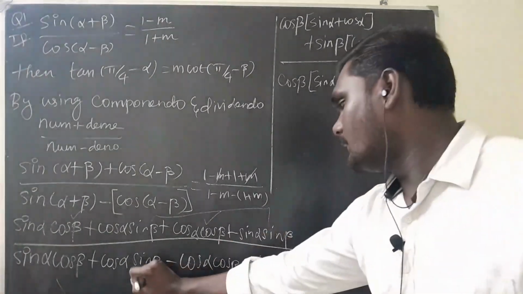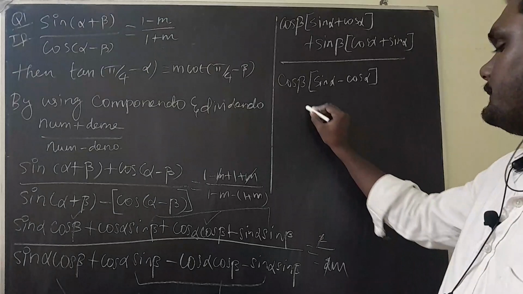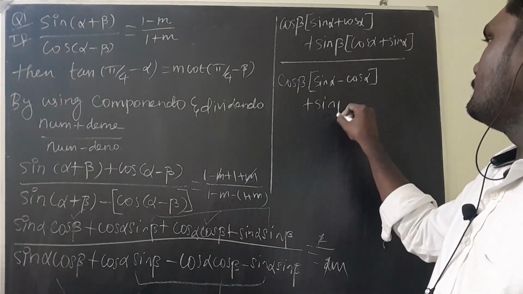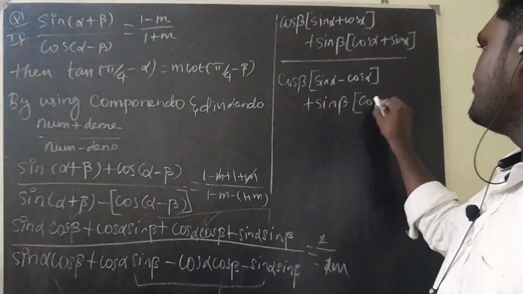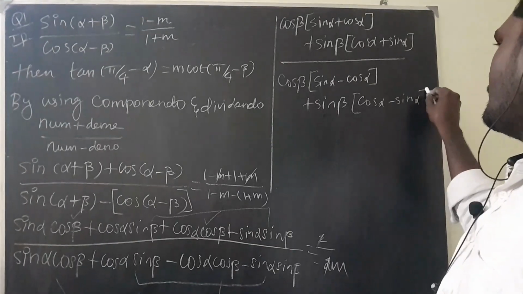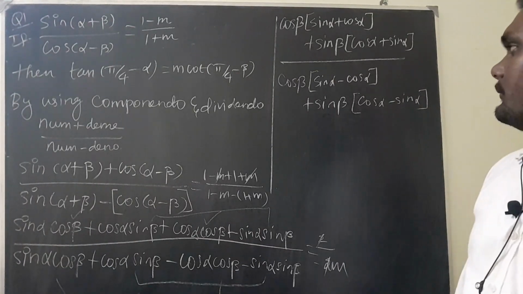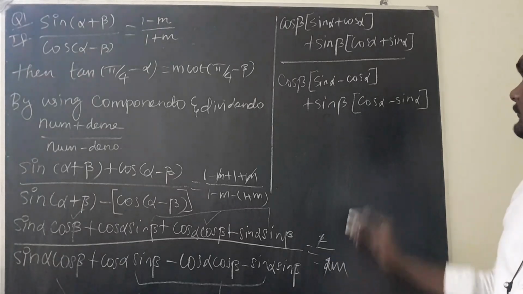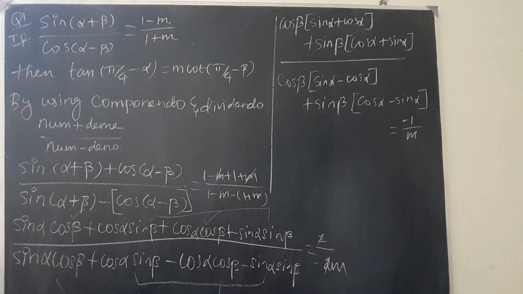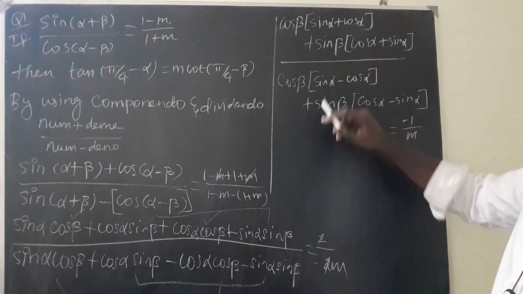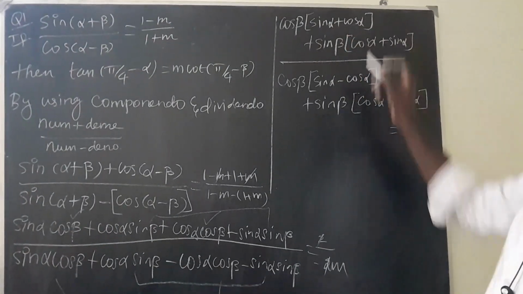Sin alpha minus cos alpha. From the remaining other two terms, what can be taken out common? Plus sin beta I am taking out common. So remaining cos alpha minus sin alpha. Okay, any doubts in this, right? Equal to minus 1 by m. Okay. Next, from these two terms is anything common, right?